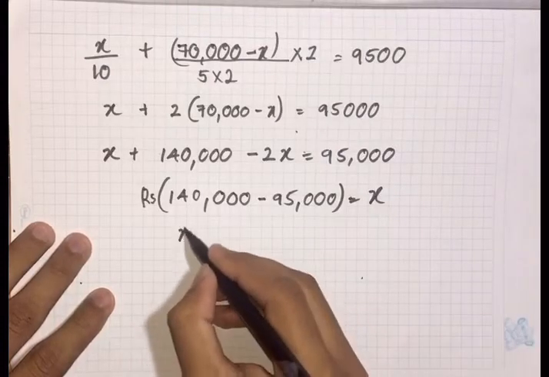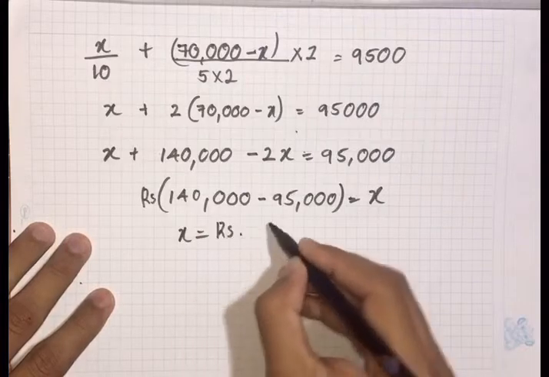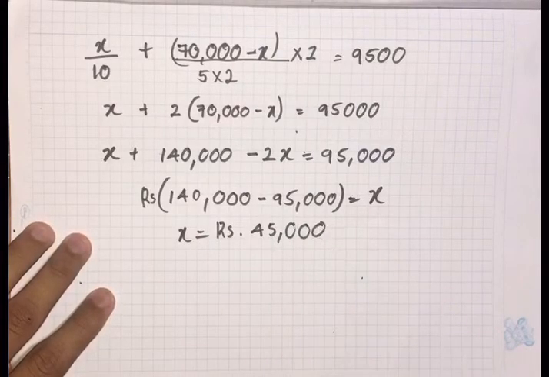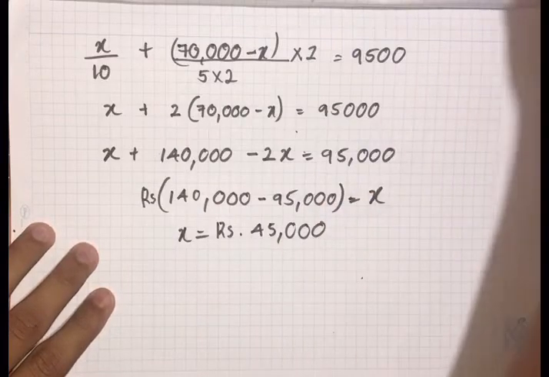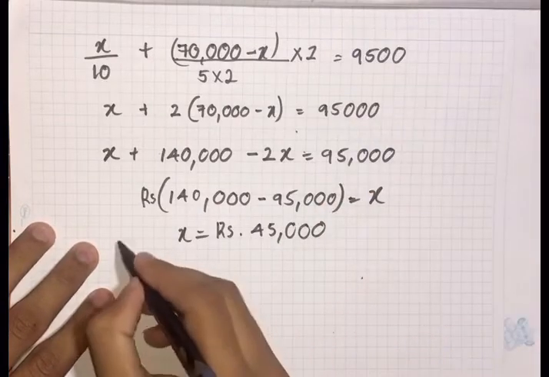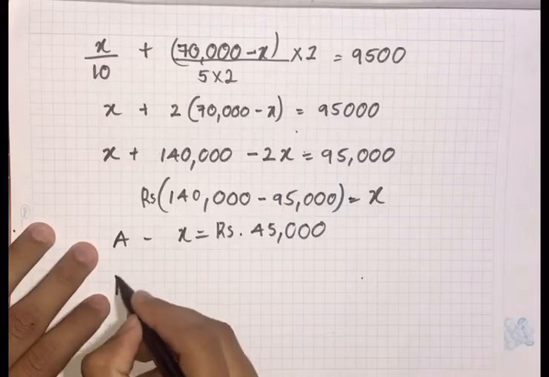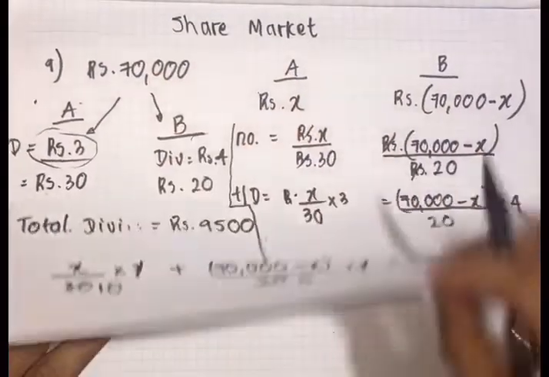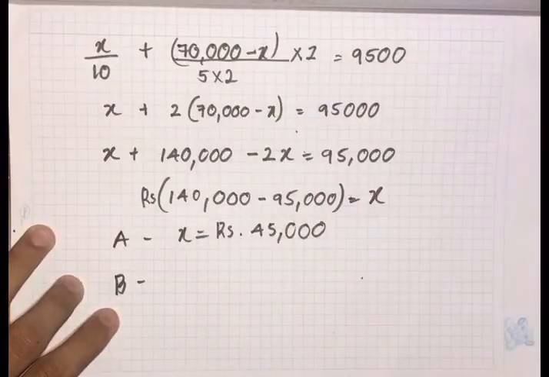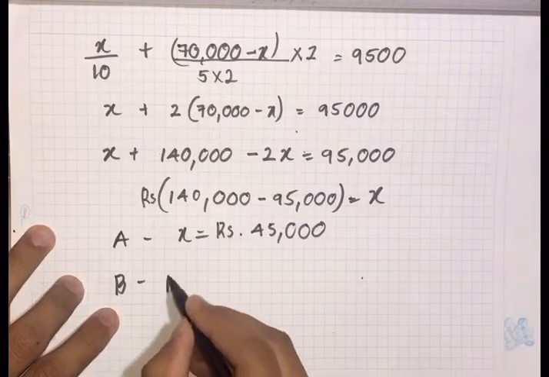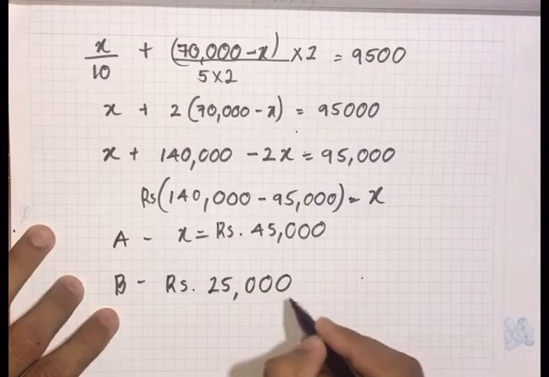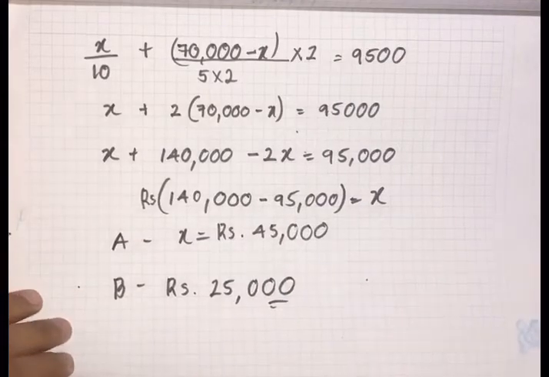Therefore finally x is equal to 45,000. So what was x? x is the amount invested in company A. Therefore that is in company A. In company B, how do you find out what was the total amount? You had 70,000. Therefore from 70,000 you have to subtract 45,000. That is equal to 25,000. Is that clear? Okay.